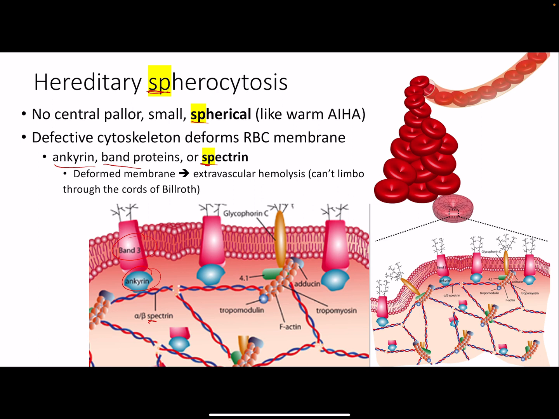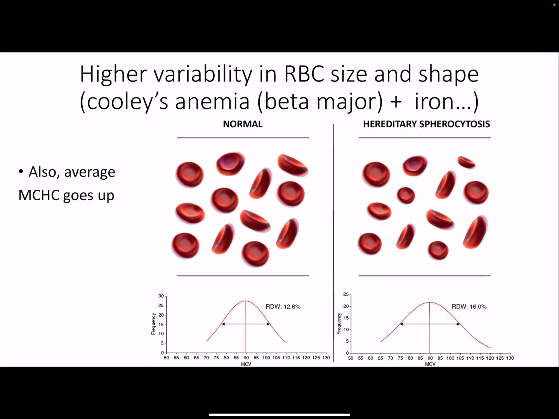The idea is, it's important to have the cytoskeleton connect to the membrane to give it its nice, biconcave shape. And if you are lacking any of these three proteins, it is going to cause the red blood cell to change its shape to be spherical. And if you have this deformed spherical membrane, you will be taken out in the spleen, extravascular hemolysis, because at the cords of Billroth and the sinusoids of the red pulp of the spleen, you can't do the limbo, and so the red blood cell will get destroyed.